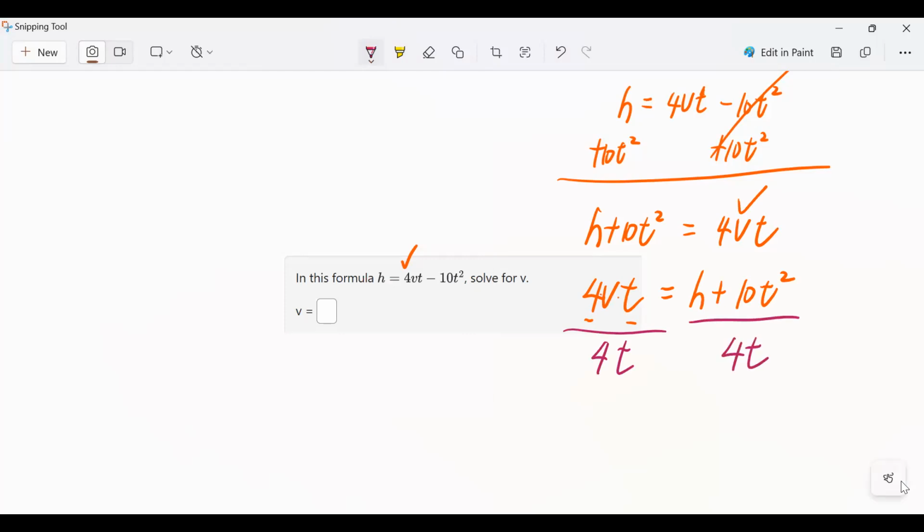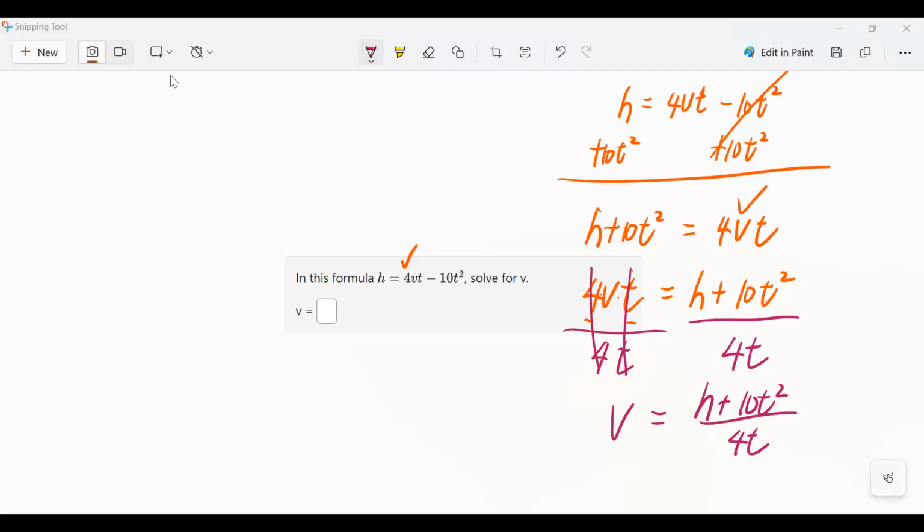When you divide, you've got to divide both sides of the equation by 4t, and cancel the 4, cancel the t. And this is by itself. We always do the opposite operation. H plus 10t squared over 4t. That's the answer.